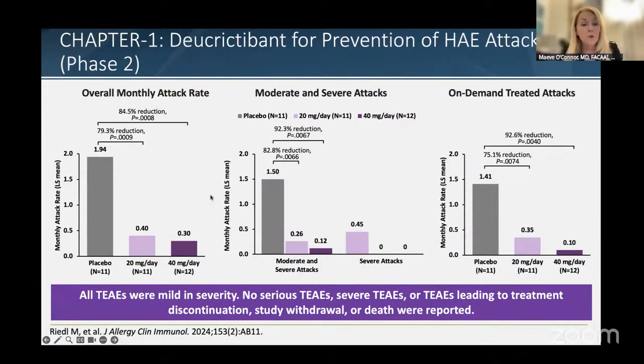Chapter 1 is the trial looking at deucrictibant for prevention of HAE attacks. Again, this is a phase 2 looking at overall monthly attack rates, moderate and severe attacks, as well as on-demand treated attacks. Again, this is the small molecule kallikrein inhibitor. And you can see here that the early results are promising for all 3 of these categories. And so far, the TEAEs have been mild and no serious events or discontinuations have been reported. And this was from a 2024 publication.